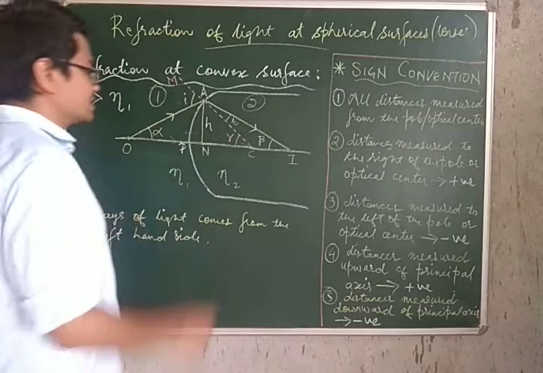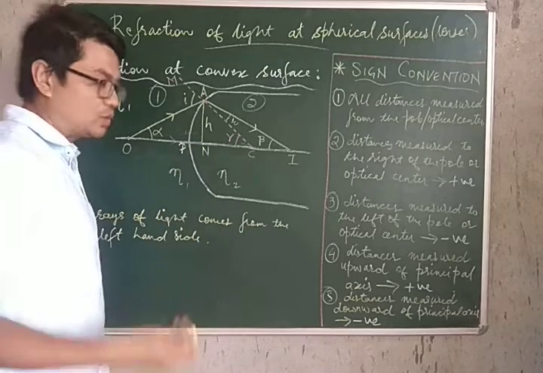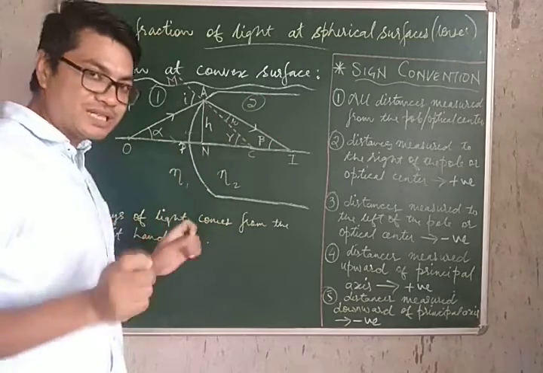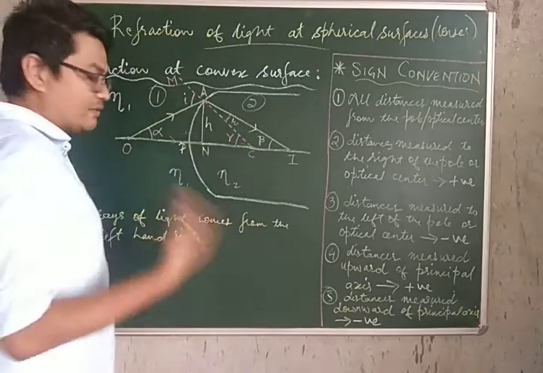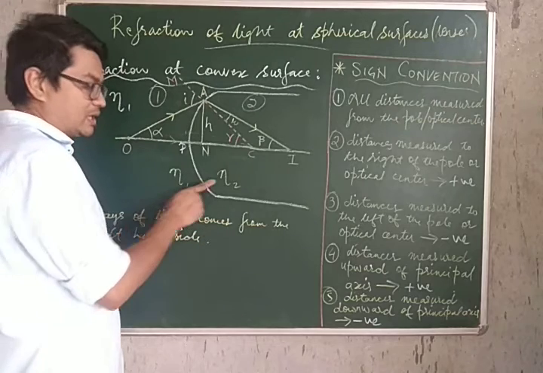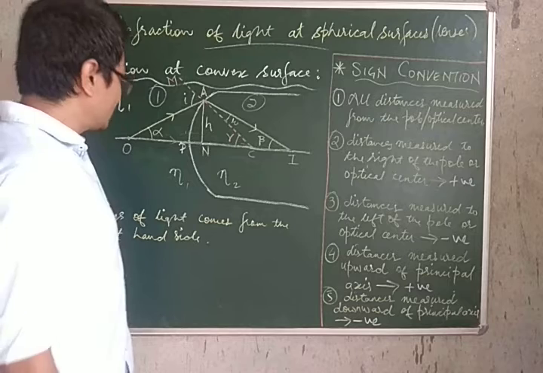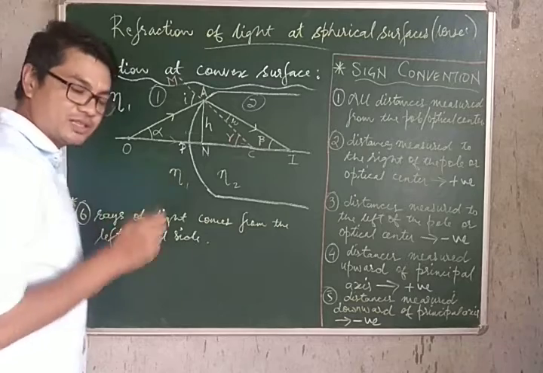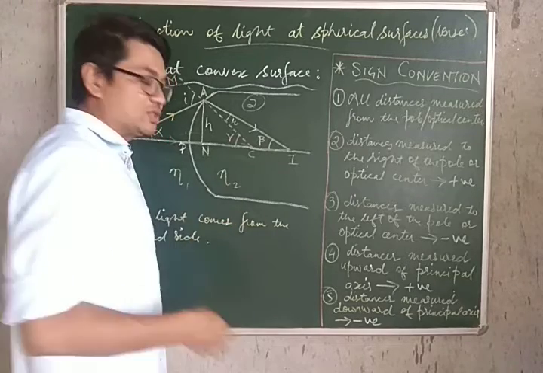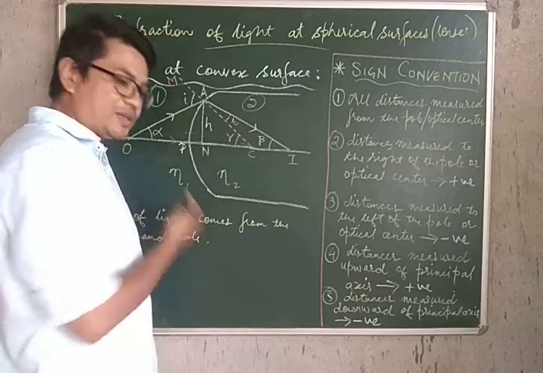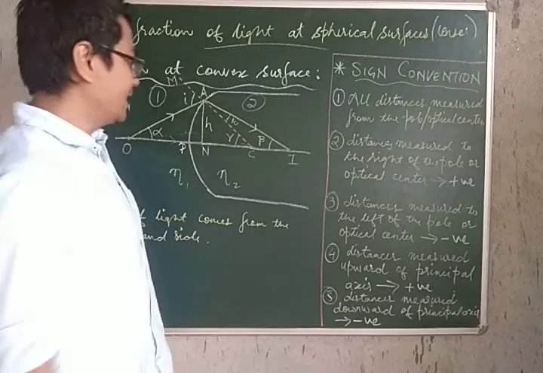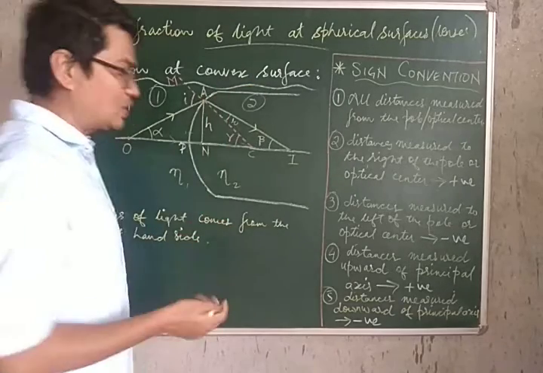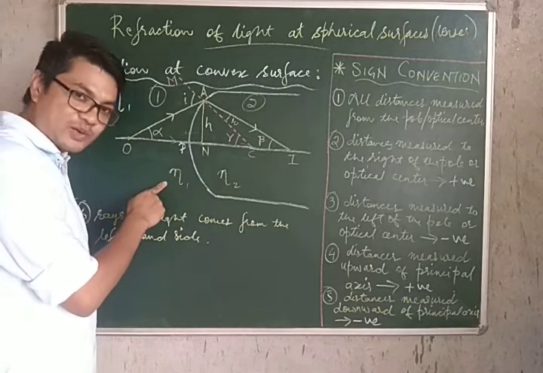What we have is a convex surface separating two different media, medium number 1 and medium number 2, having refractive indices eta 1 and eta 2 respectively. We consider the refractive index of the second medium to be more than that of the first medium. So the second medium is the denser medium and the first medium is the rarer medium, and thereby this spherical surface gets the name convex surface because it is convex towards the rarer medium.